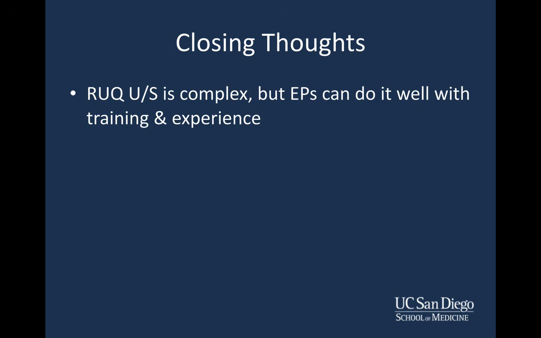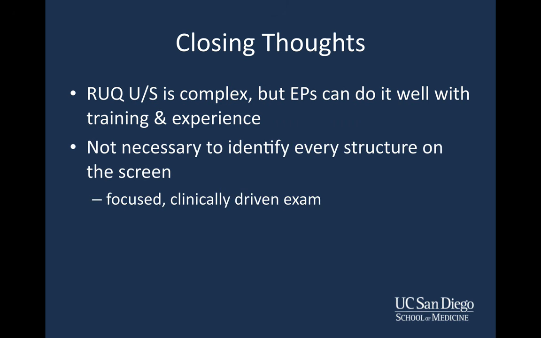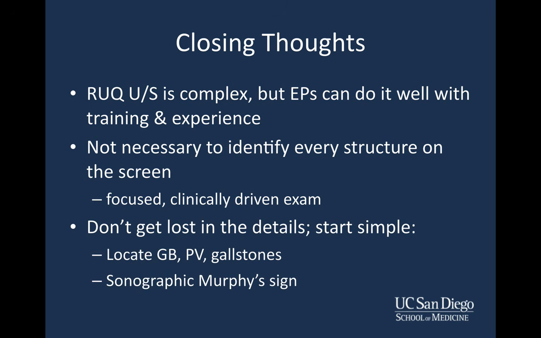So in closing, remember that right upper quadrant ultrasound is complex, but there's plenty of clinical experience and literature to support the fact that emergency physicians can do it very well with training and experience. It's not necessary to identify every structure you see on the screen. Remember, this is a focused, clinically driven exam. Ideally, you should be looking pretty much only for the gallbladder, the portal vein, the common bile duct, and then, of course, paying close attention to any irregularities of liver parenchyma, etc. But for the most part, you want to just focus on the questions that you're looking to answer. Don't get lost in the details.